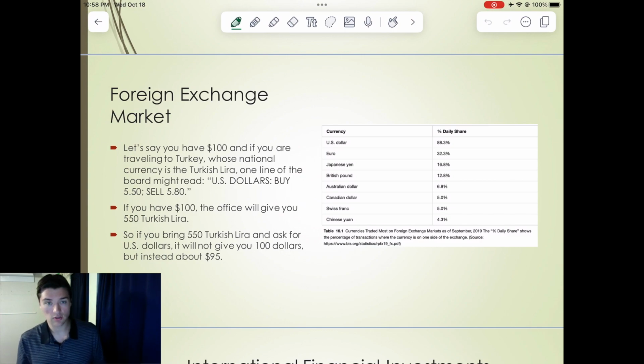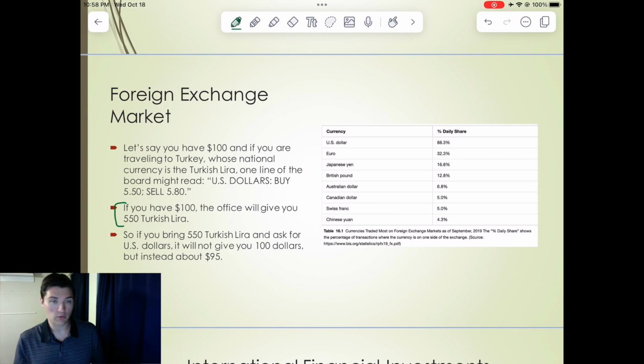So they use the Turkish lira. There's going to be one line on the board, and it could change. But basically what's happening here is that the US dollar buy 5.5, sell 5.8. Okay, so that's what it says on the board at the booth. So basically what this is trying to say is that if you had a dollar, you can buy 5.5 liras, right? So $1 buys 5.5 liras. Now you could sell for 5.8. So basically, if you had $100, this gives you 550 Turkish lira.